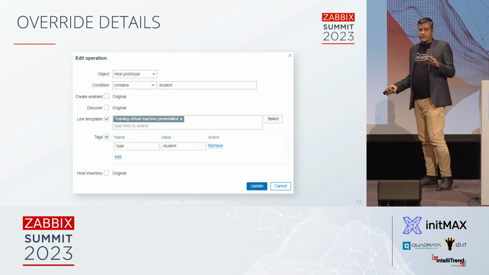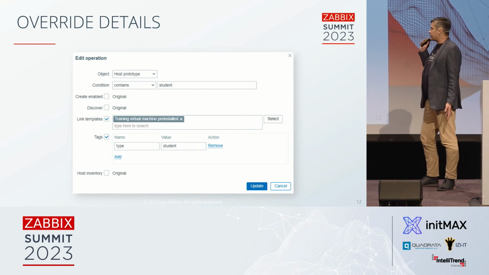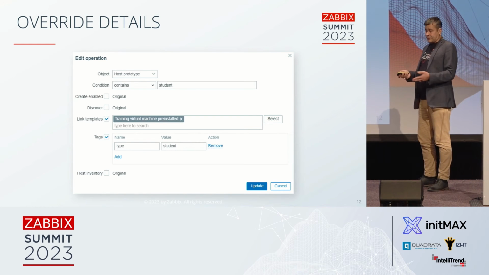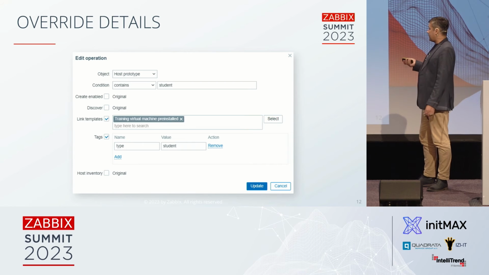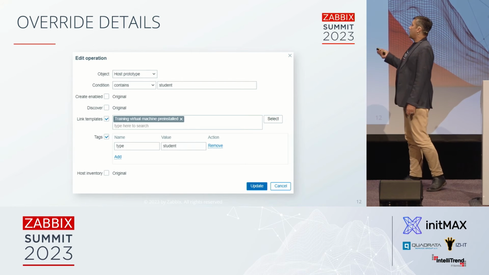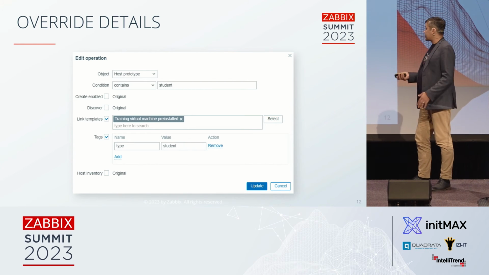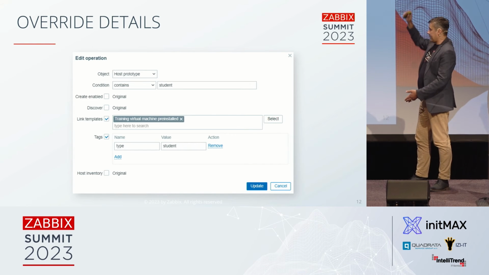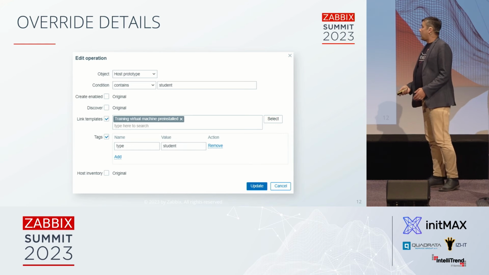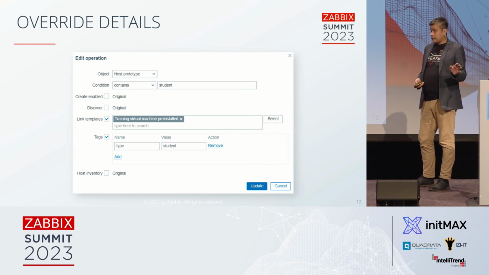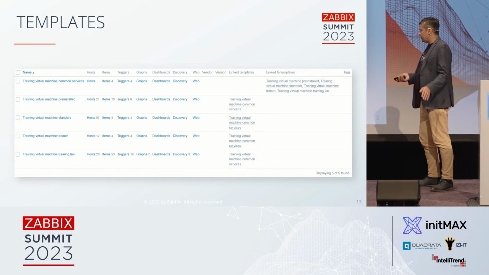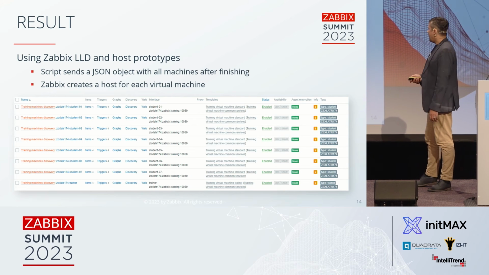We have different kinds of machines, as I told you. We have student machines, trainer machines, some pre-installed machines, and the information about what kind of machine it is is sent to Zabbix. Based on this, we have overrides which find out what kind of machine it is. We send a batch of IPs, and for each of them individually, the override will assign a proper template. It works really great. Here are the templates, different templates for different machines, with different things to monitor. And this is the result.